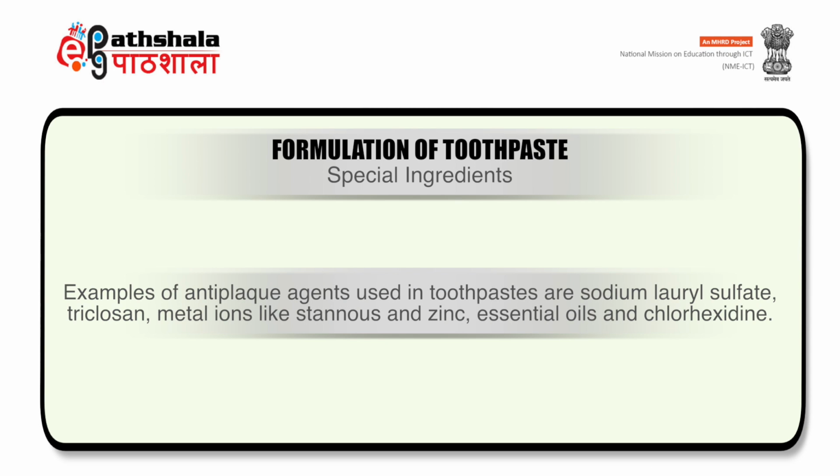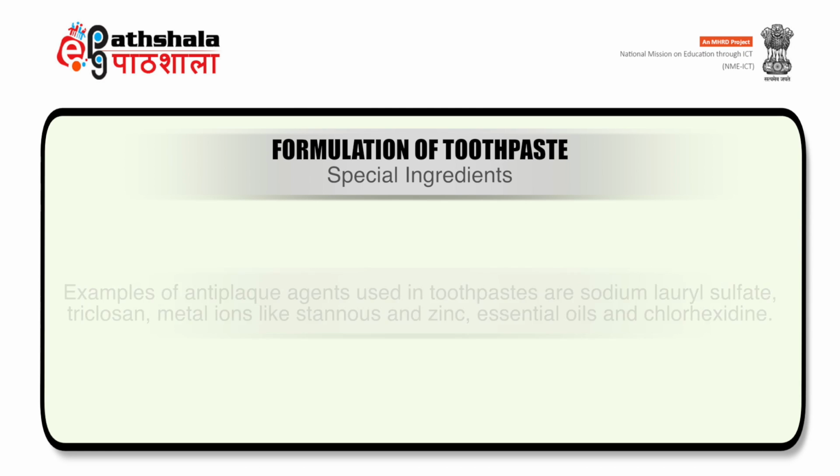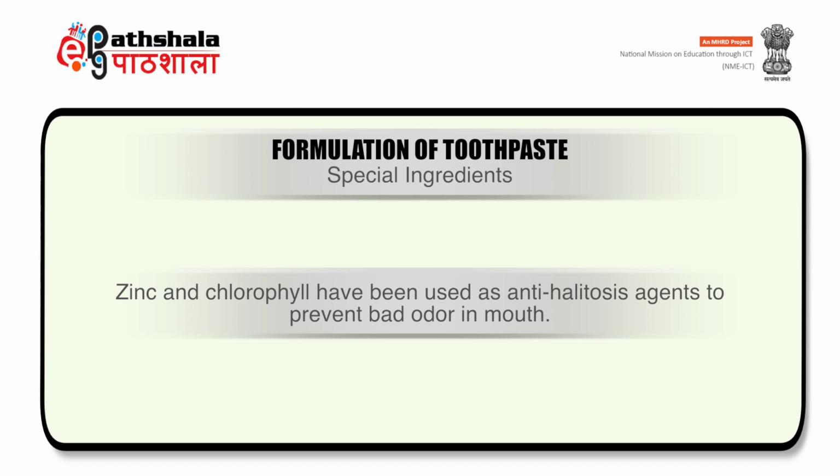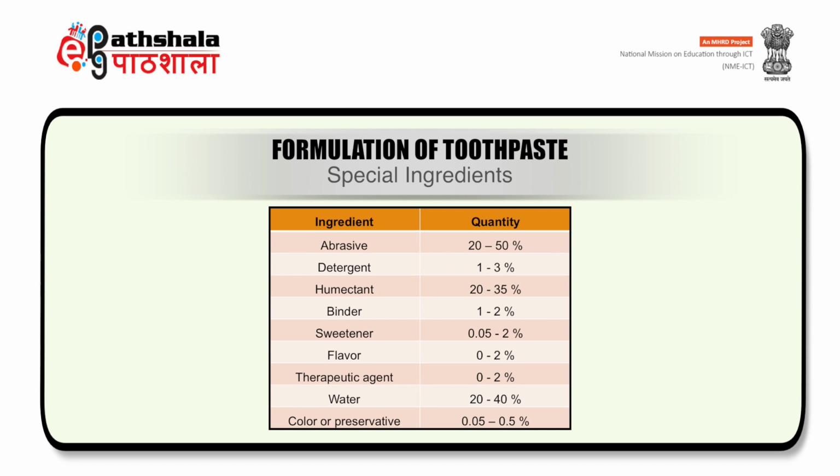Examples of anti-plaque agents used in toothpaste are sodium lauryl sulfate, triclosan, metal ions like stannous and zinc, essential oils and chlorhexidine. Zinc and chlorophyll have been used as anti-halitosis agents, that is to prevent the bad odor in the mouth. The table on the screen shows a general formula of toothpaste.